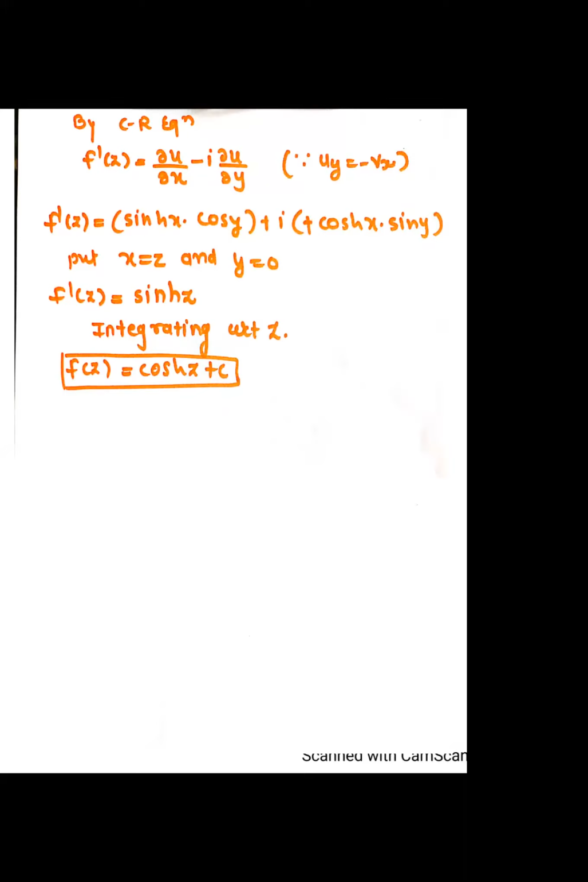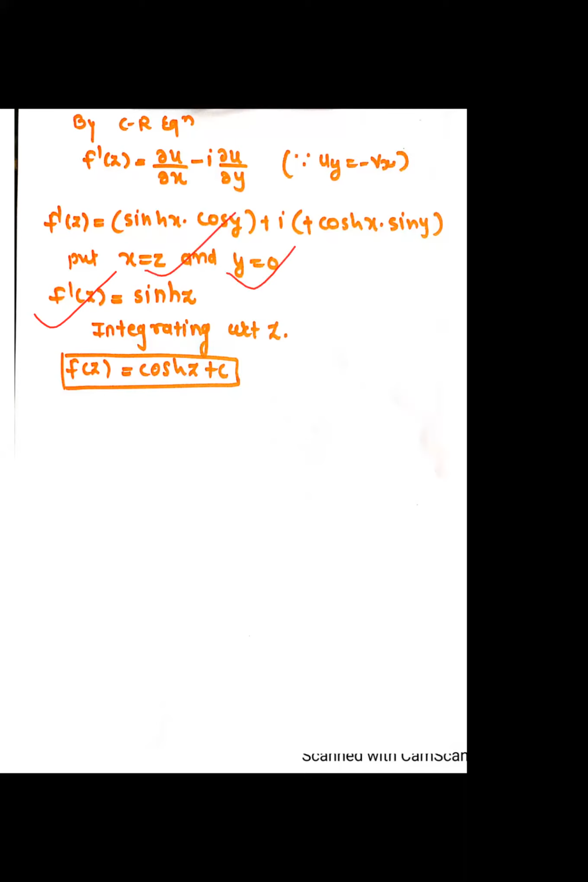So for that, to get the function in terms of z, our aim is what? To get f of z, right? In terms of z we have to find. So any function can be converted in terms of z. Okay, in terms of z, how? By putting x equal to z and y equal to 0. So let us put here x equal to z and y equal to 0.